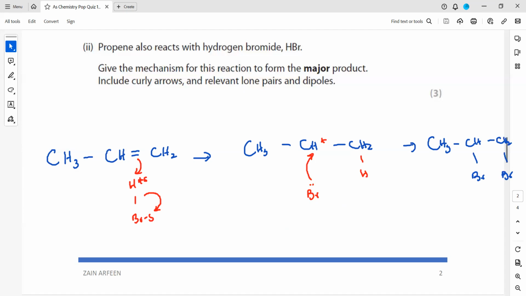So this is how, not Br, but actually H will be there, because it is reacting with HBr. So all have the same mechanism, but the only difference is the starting reagents are different. Sometimes they ask with hydrogen chloride, sometimes hydrogen bromide, sometimes bromine.